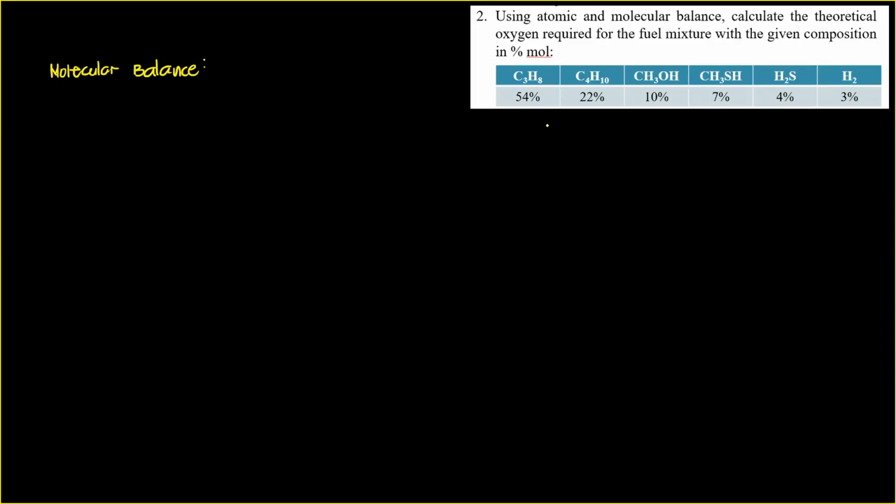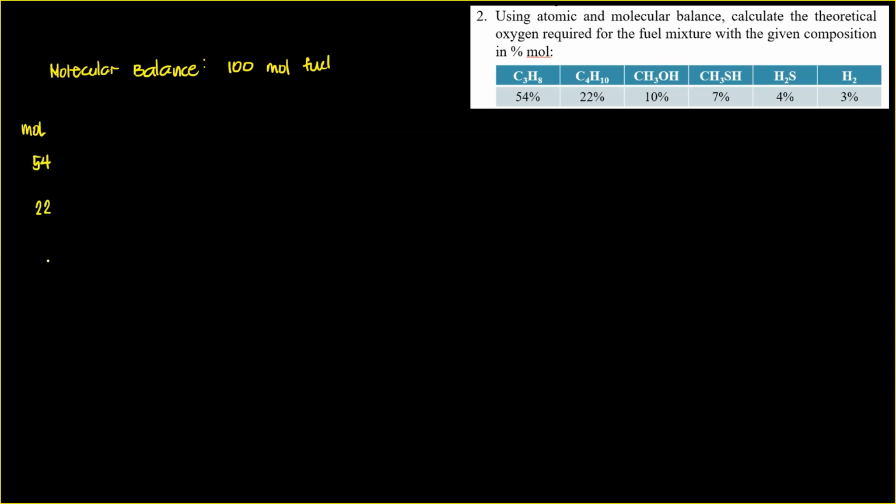So, molecular balance natin, can you guys calculate for me? Is this giving us 100? 54 plus 22 is 76 plus 10, 86 plus 4, 90 plus 10. Tama. So, ang assumption natin, mole na ano to? Fuel as our basis. So, if it's 100 moles, we can say here that the number of moles niya is, unahin natin yung 54.